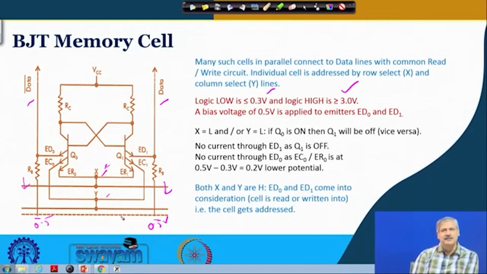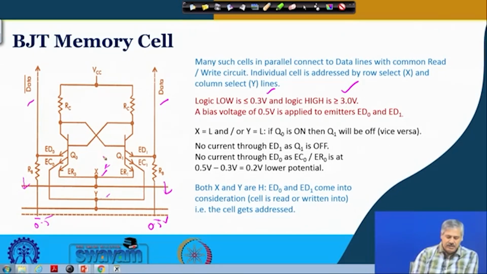Is it clear? So, at that time, this emitter, this ED0 and ED1, is not contributing in any way, electrically not contributing. And when these are remaining at 0, the current will be flowing in this direction, in this manner. This is the first thing that we observe.